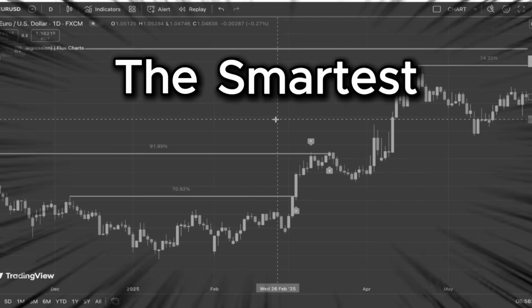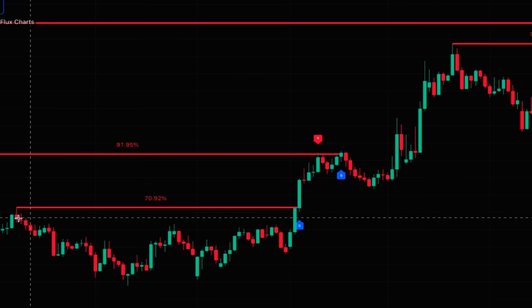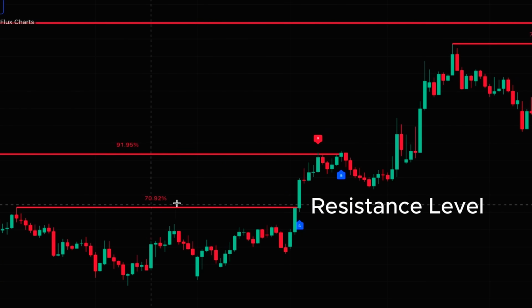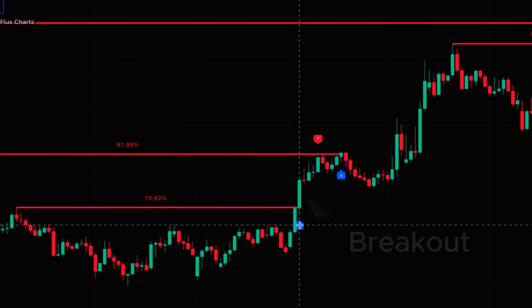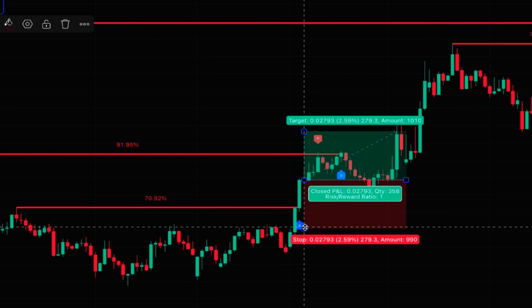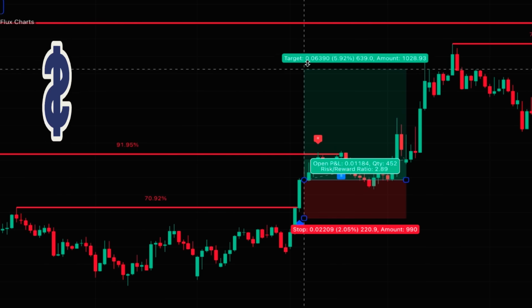I found the smartest price action indicator on TradingView. Look at this. The indicator is saying that this level could be a potential resistance level with 70% probability, and then it gave a breakout signal here. So in practice, we could enter a long position at this point with the stop loss below the broken resistance level, and look at this amazing profit that the signal provided.